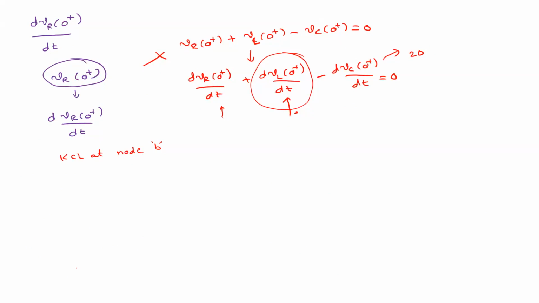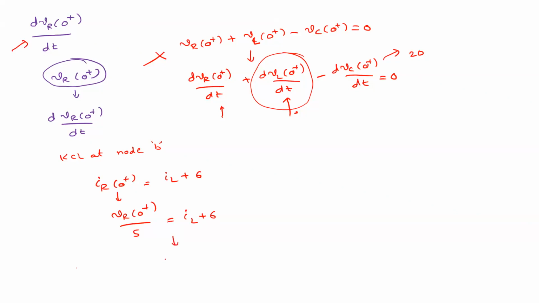What is the equation KCL at node B? VR of 0+ upon 5 is equal to IL plus 6 amperes. Good. So this VR of 0+ is related to IR of 0+, the current value. Instead of this IR of 0+, which is the one we required, he wrote it in terms of VR of 0+ by 5 equal to IL plus 6.